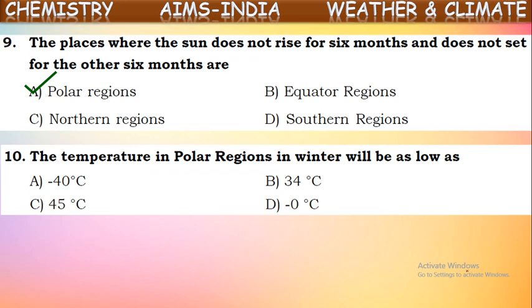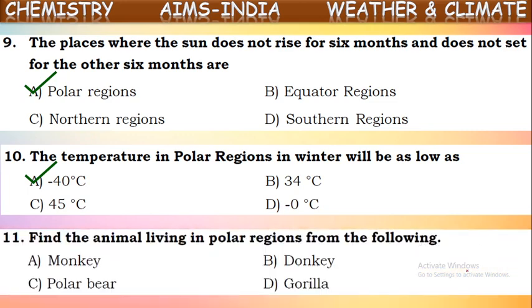So it is a horrible temperature. We cannot live in that temperature. Only a few types of animals which are adapted for this kind of climate can survive in that area. So the temperature in the winter in polar regions will be around minus 40 degrees Celsius.